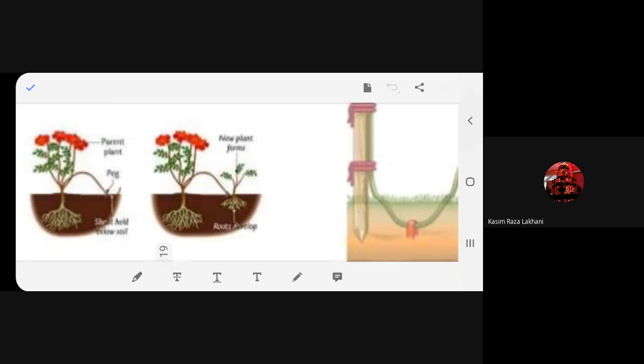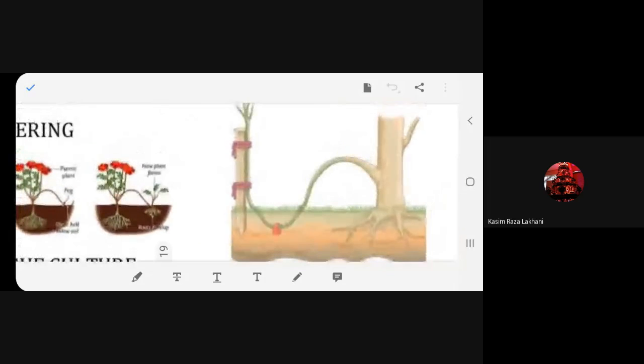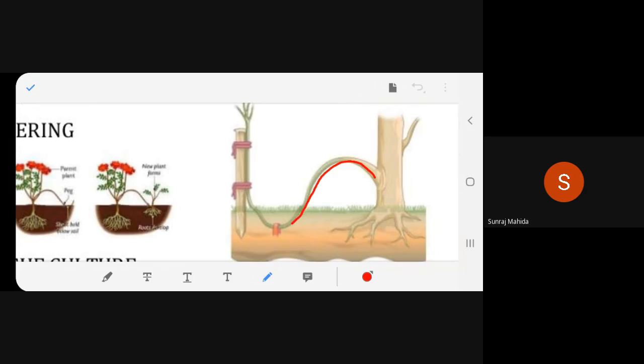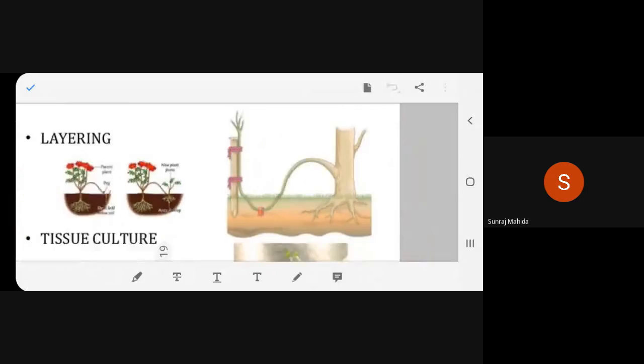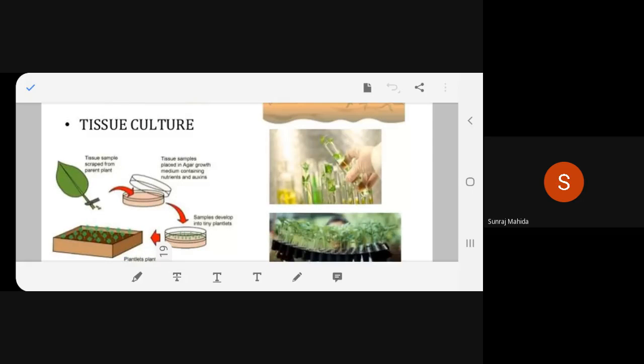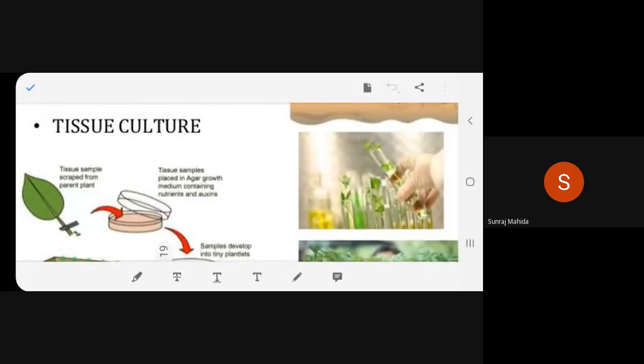Now I will elaborate it more. See over here. Now you take a branch, put it in the soil. But it needs a support. So what we did, we took a support and tied it like this. So it will not come out from the soil. And from here, we will get a new plant. This is called layering. What is it called? Layering.